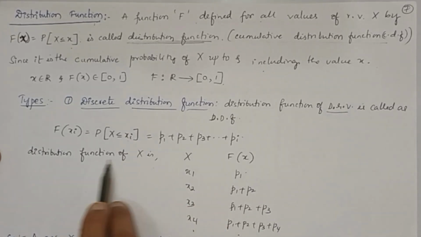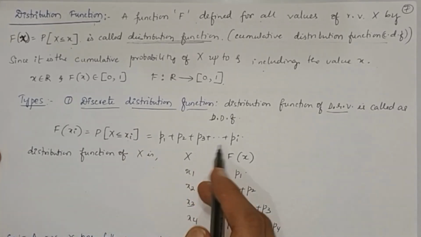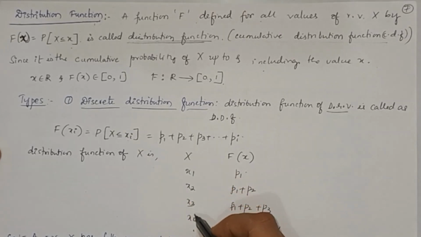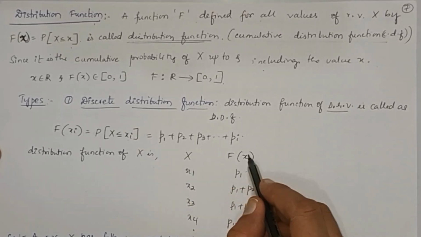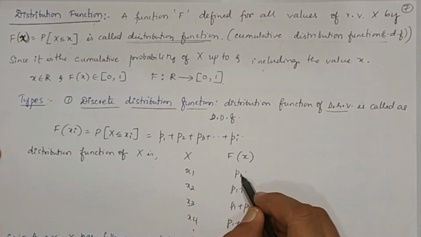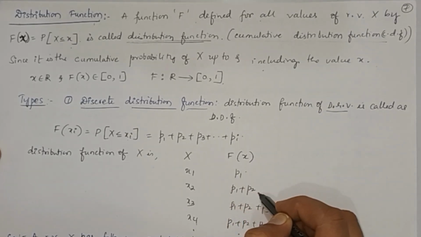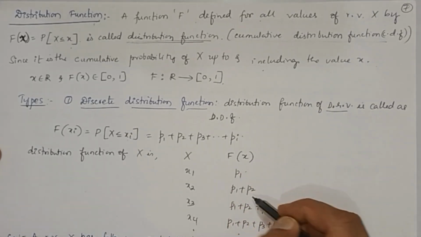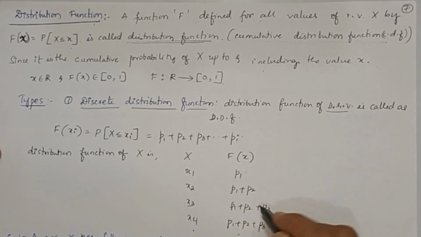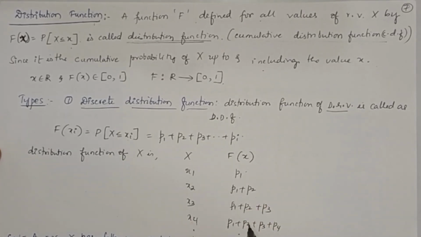So the distribution function of x is given by: write the random variable values, then capital F of x1 is p1, then for the second value F of x is p1 plus p2, add the probabilities, then p1 plus p2 plus p3, up to x4, meaning p1 plus p2 plus p3 plus p4, and so on. That is called the distribution function.